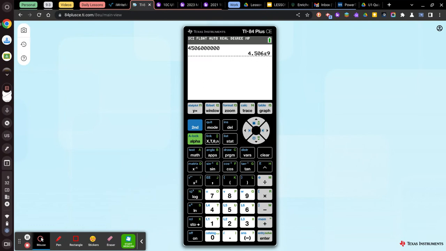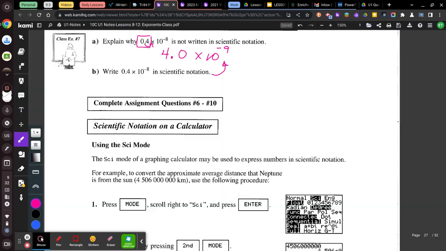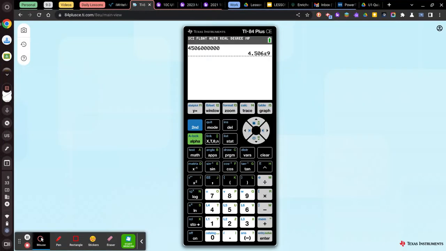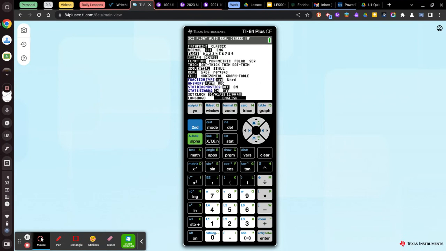Now we're going to turn the page, and I showed you how to use the EE feature. We're going to go to the very bottom of the next page. Before we do that, though, we're going to change our calculators back out of scientific notation, back to normal mode. So you're going to hit your mode button. Oh, it's frozen on you. Hang on. When you select it, it turns the black color. So I'm going to hit enter, and now I'm selected back to normal.